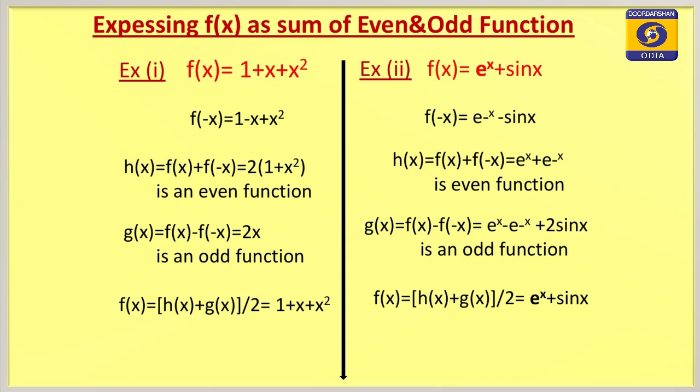So, any function f(x) can be written as sum of an even function and an odd function. That is f(x) is equal to h(x) plus g(x) by 2, where h(x) is always even. What is h(x)? h(x) is nothing but f(x) plus f of minus x, and g(x) is nothing but f(x) minus f of minus x. So, we have taken two examples and we have verified that any function can be written as sum of even function and odd function. Similarly, you can take any example.